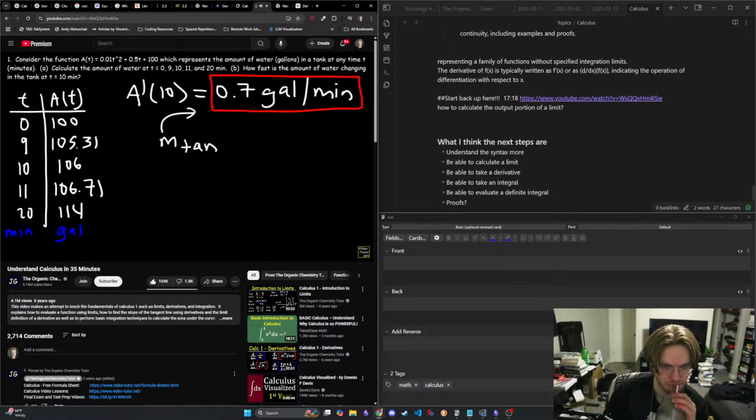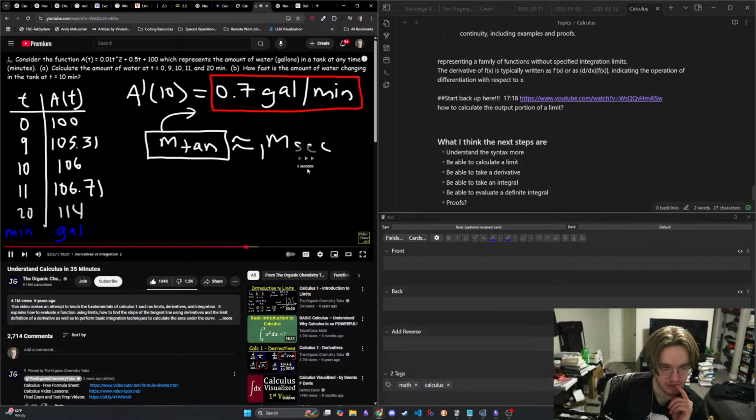How do we know if our answer is correct? Well, one way to determine that is to calculate the slope of the tangent line by approximating it using the slope of the secant line. Now, it's important to understand that the slope of the tangent line represents the instantaneous rate of change. It's the rate of change, the slope of the secant. You can calculate it using 2 points.